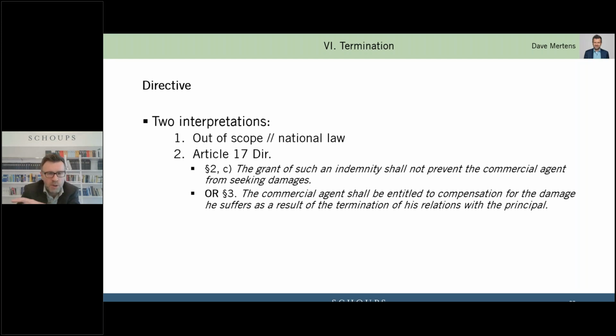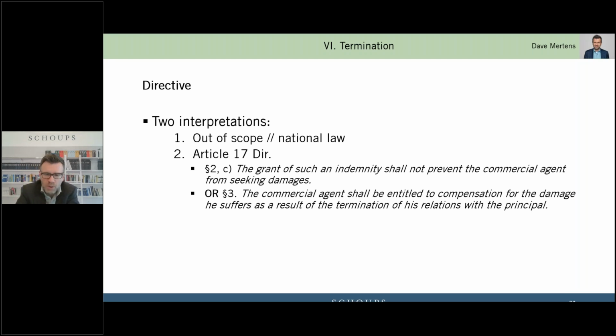Another thing that may or may not be implied in the directive is what is the financial consequence of not respecting this period of notice, or only partially. You give 1 month, whereas it should be 2 months, 3 months, and so on. One approach, one interpretation, is that it's completely out of scope of the directive, and it's left to the member states' national law to put it in the specific law or the general civil code, for instance.